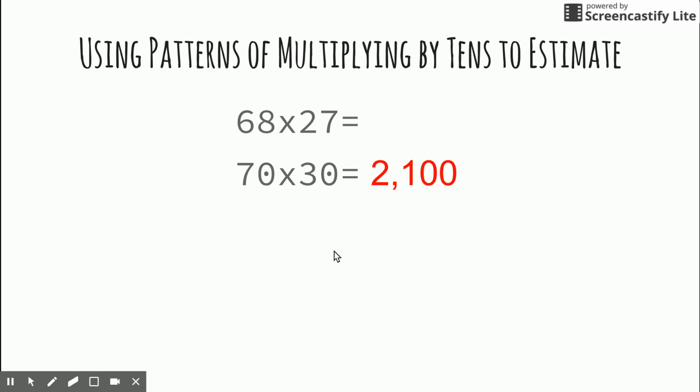So this is just a little bit of a brief introduction to how we would be learning about multiplication in terms of patterns. Hope you enjoyed.